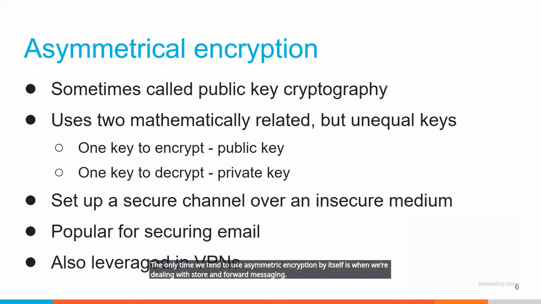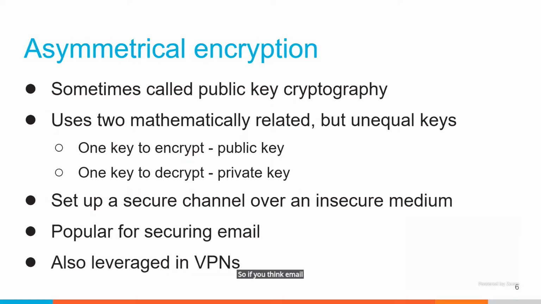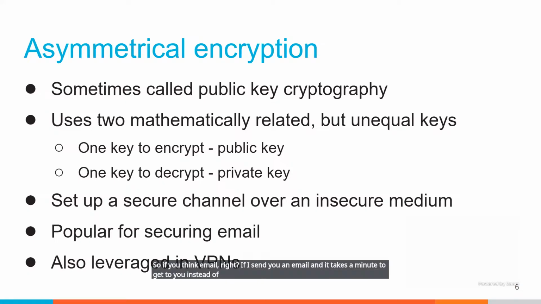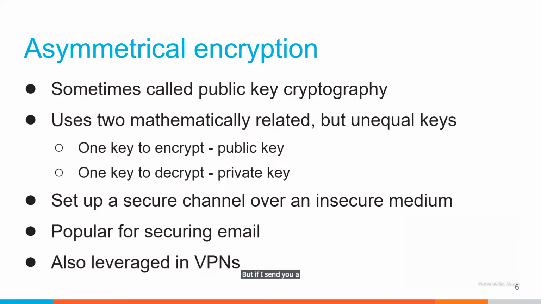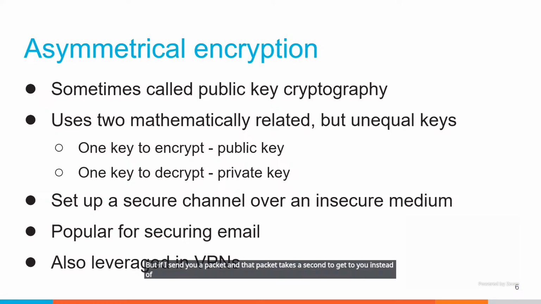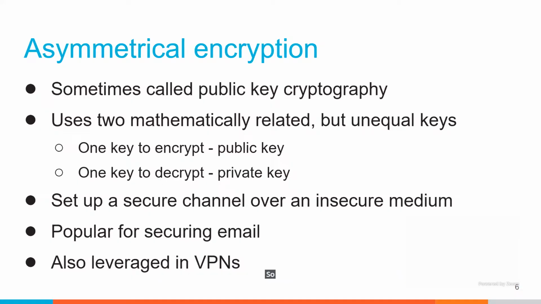So if you think email, right? If I send you an email and it takes a minute to get to you instead of 10 seconds, you're not going to notice the difference. But if I send you a packet and that packet takes a second to get to you instead of 15 milliseconds, you're definitely going to start noticing that, right? So asymmetric can't fix everything for us, but it can at least create that secure channel over an insecure medium.